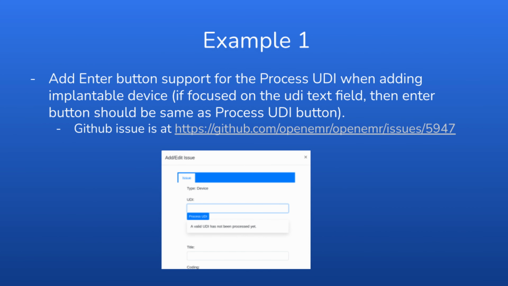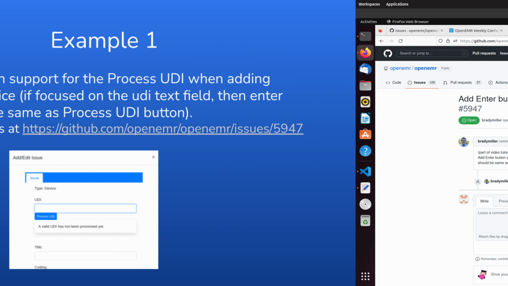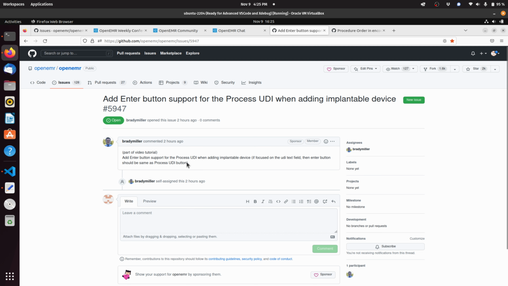So we're going to start Example 1 here, which is a bug fix. We're going to add enter button support for the process UDI button when adding an implantable device. This is when you focus on that text field, then the enter button should be the same as the process UDI button below it. Again, it'll become more clear as we go through the example. There is a GitHub issue for this. Here is that page, or here is the GitHub issue. Again, pretty much what I just stated.